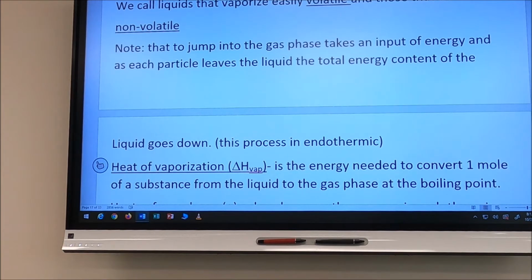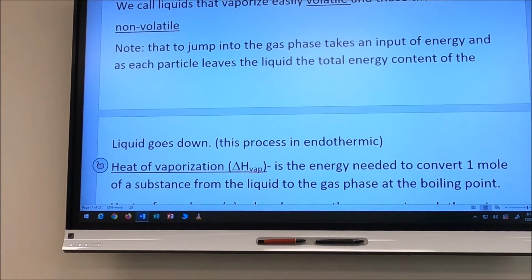So, to jump into the gas phase takes an input of energy. And each particle, as it leaves the liquid, takes that energy with it because it's increased its kinetic energy, and that energy leaves and the total energy of the liquid goes down. That's why we talk about evaporative cooling. So you sweat so that when the water evaporates off your skin, it carries away energy, heat.